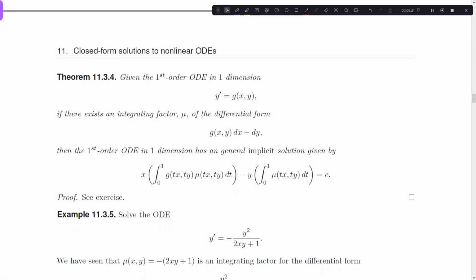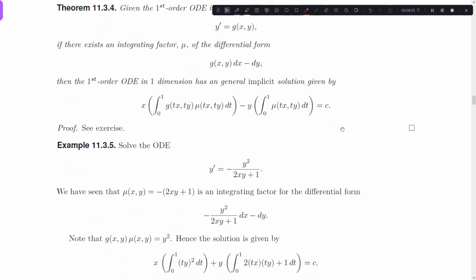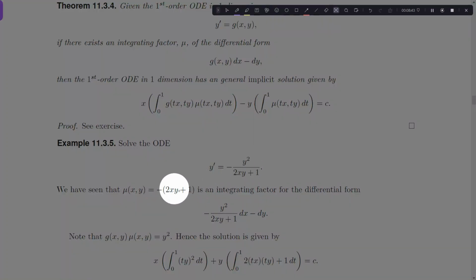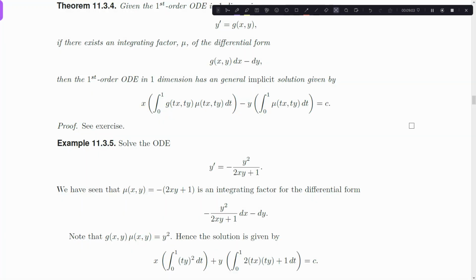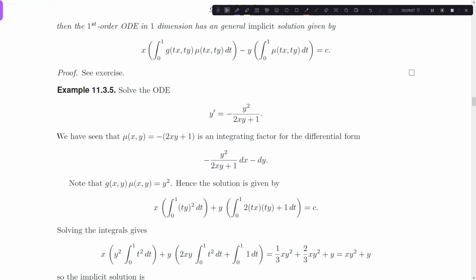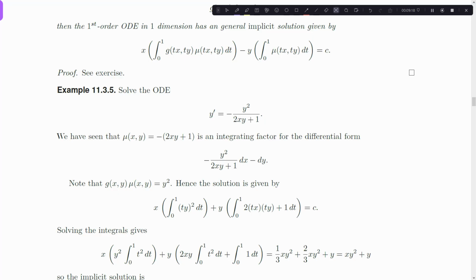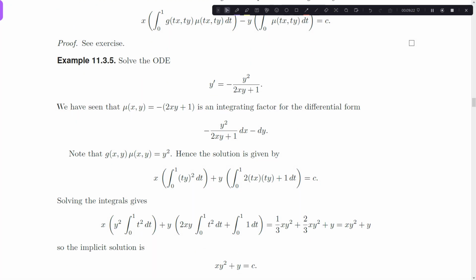So, for example, in this exercise, we can solve it by noting the integrating factor, because then we just use the theorem. We multiply, right? So we take g, which is this, we multiply by the integrating factor, which is that, and we get that g times the integrating factor is negative y squared. And so in the first term, we have ty squared that we integrate. In the second term, we just multiply by the negative of the integrating factor. And so we integrate 2tx ty plus 1. And if I go ahead and compute this integral and simplify it, what I get is xy squared plus y. Okay, so if I actually compute all of that, xy squared plus y. Notice that the integral was equal to c, so my implicit solution is given by xy squared plus y equals c. So the theorem basically told me how to find this implicit solution.